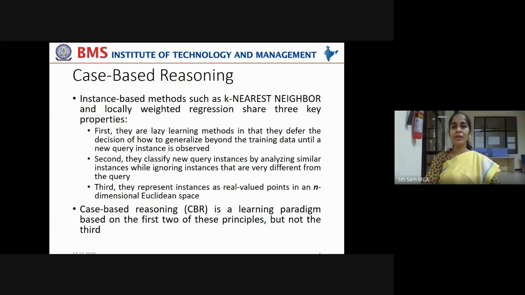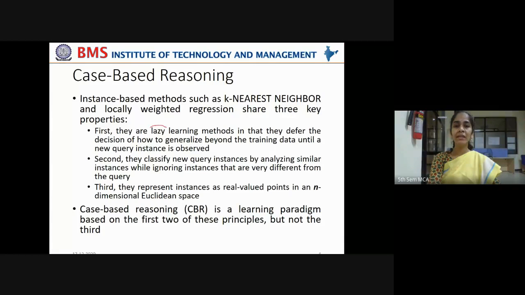Now let us go into depth and understand it better. It is actually easier than other kinds of approaches. Instance-based methods such as k-nearest neighbor and locally weighted regression share three key properties. Okay, both are instance-based methods only. In k-nearest neighbor, you compare with existing instances, and even in locally weighted regression you compare with nearest neighbor properties. Now, what are the three key properties that you have encountered?